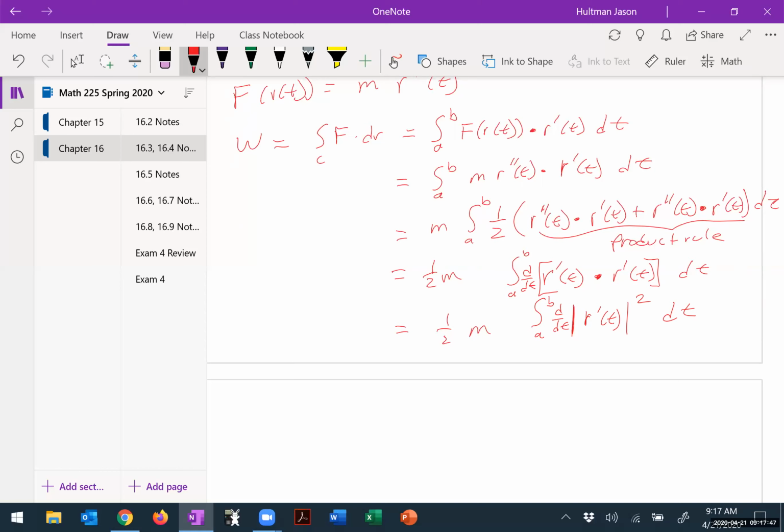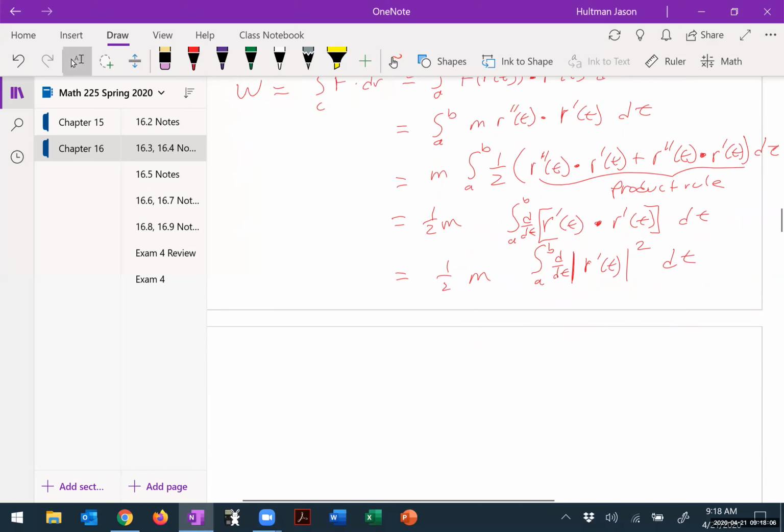Okay, does that make sense? We take the product rule of this guy here, of r prime t dotted with r prime t, take the derivative of that with respect to t, and that gives me this one. So I had to put the derivative here. Which is what I want now, is I want to be able to use this, and we're going to use the fundamental theorem of line integrals to evaluate this now.